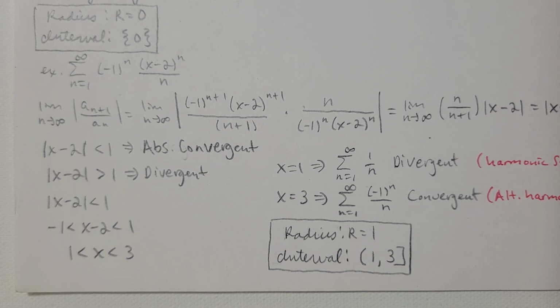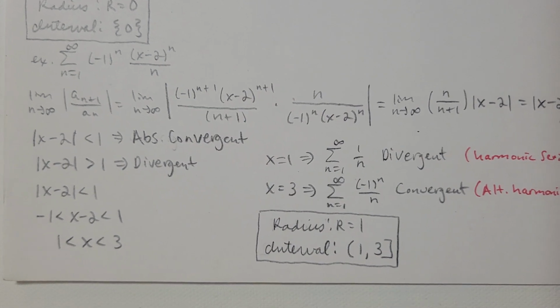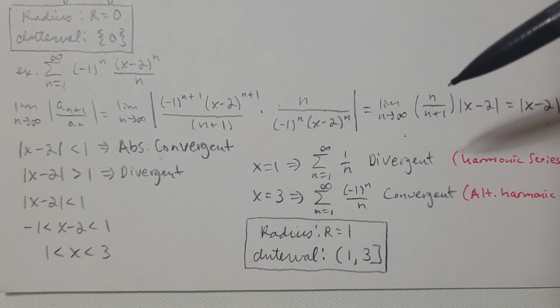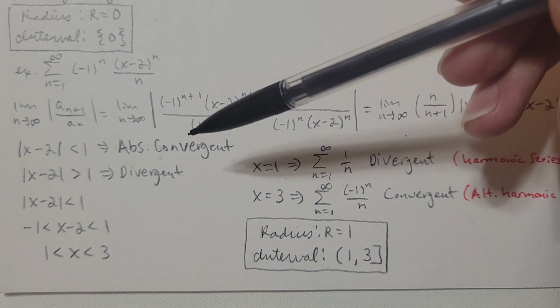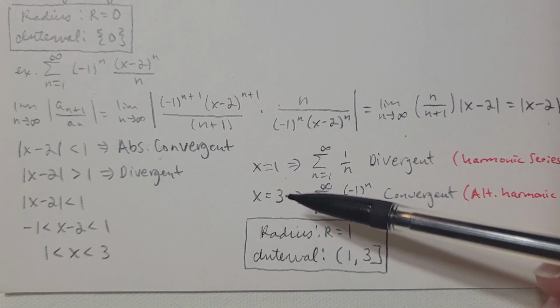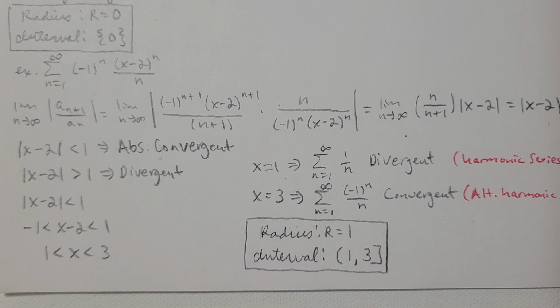Okay, so at this point, I can know the radius of convergence. The radius is half the interval length. Well, here I've got an interval length of 2. Half of 2 is 1, right? So the radius would be 1. Now, the last thing I've got to do is check the endpoints, right? Because I'm using the ratio test here, and it gives me an inconclusive result when the absolute value of x minus 2 is equal to 1. I still need to know what's going on when x is 1 and when x is 3, because at those two values, the absolute value of x minus 2 would be equal to 1.